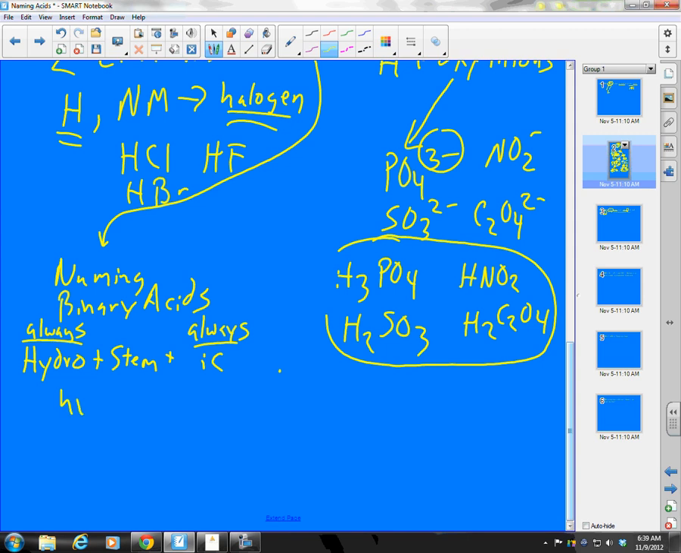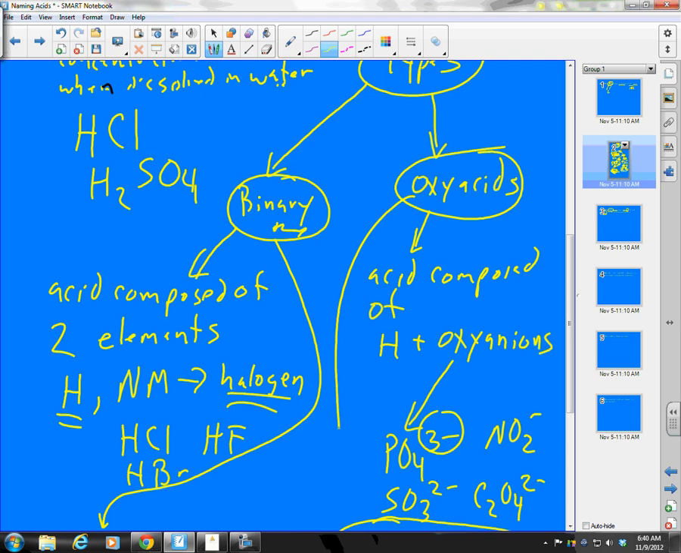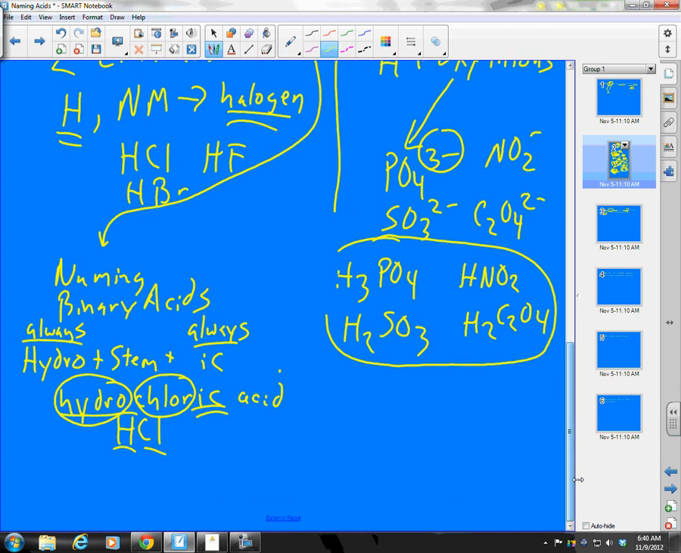For instance, hydrochloric acid, right? HCl. Since it starts with hydro, that means it's binary. It only has 2 elements in it. One element is going to be hydrogen, one element is going to be chlorine, and it always ends in ic, hydrochloric acid.